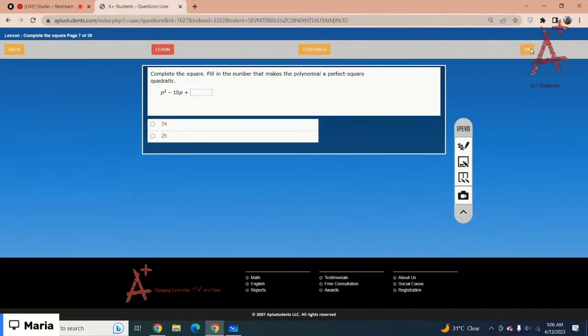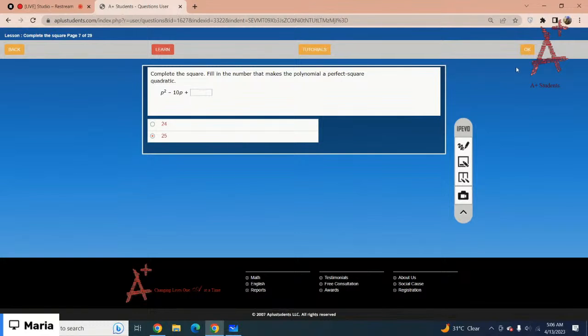Okay, p square minus 10p plus the missing number. So you have to add b. B is 10, so 10 over 2 is 5, that means it is 25. 5 square is 25, so you have to add 25 to complete the square. Got it?